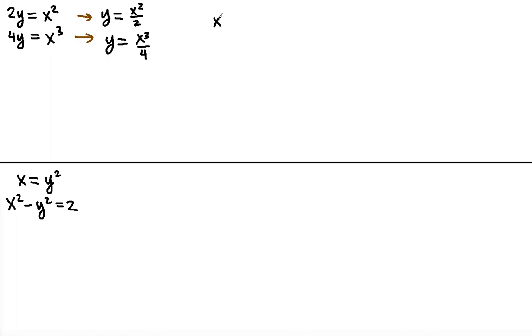So x squared over 2 is equal to x to the third divided by 4. Now the next thing you do, you subtract x to the third over 4 from both sides, and you're going to get x squared over 2 minus x to the third over 4 is equal to 0. And now you want to multiply both sides of the equation by 4, and you will get something like this.